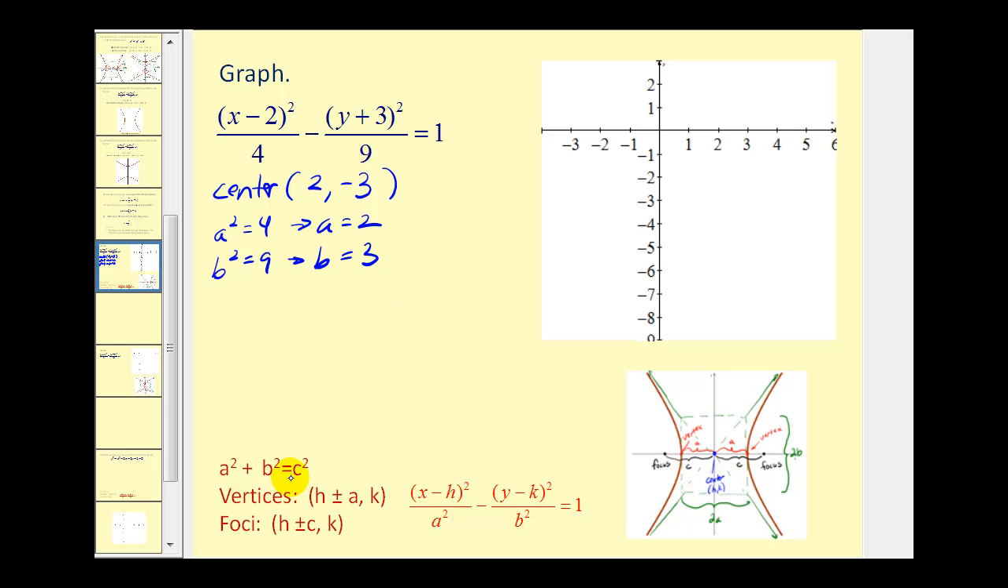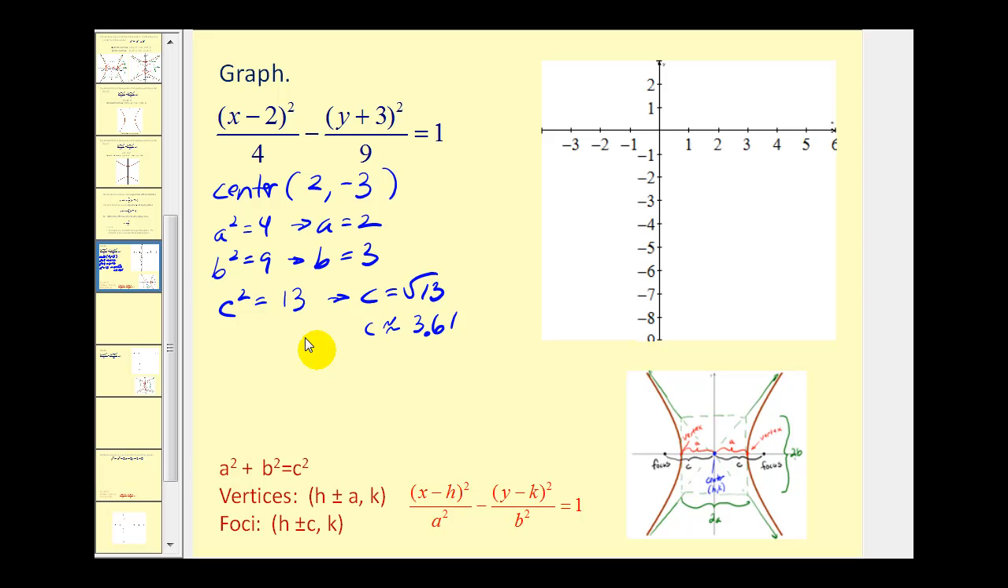Let's go ahead and find the value of c. Remember, c squared equals a squared plus b squared, so c squared will equal 4 plus 9, that's 13. So we'll have c equals square root of 13. And I already found the decimal approximation for this because that's helpful when we're graphing. So c is approximately equal to 3.61.